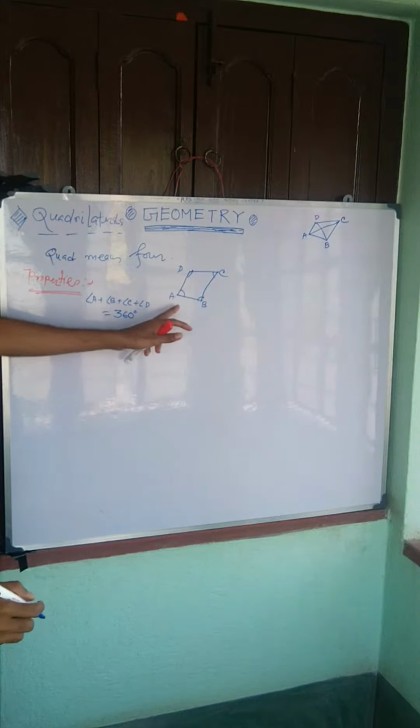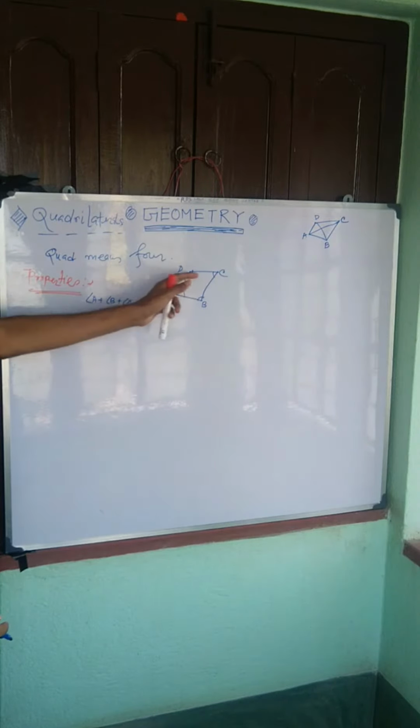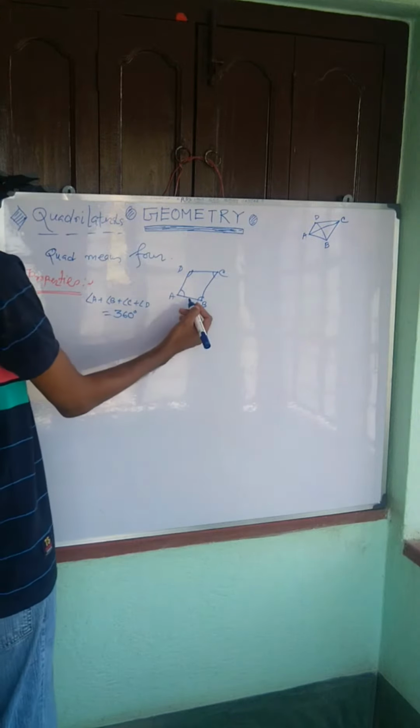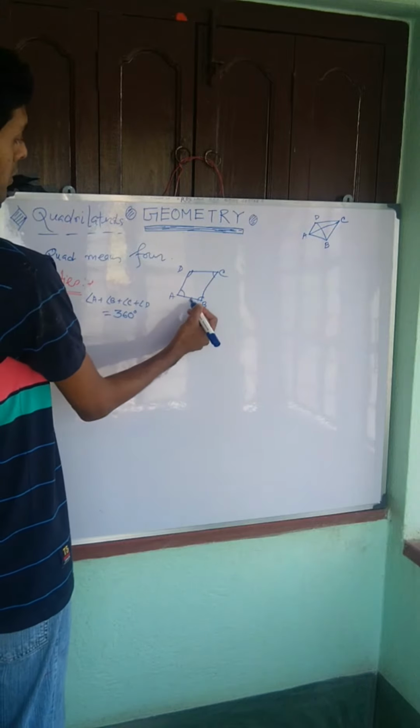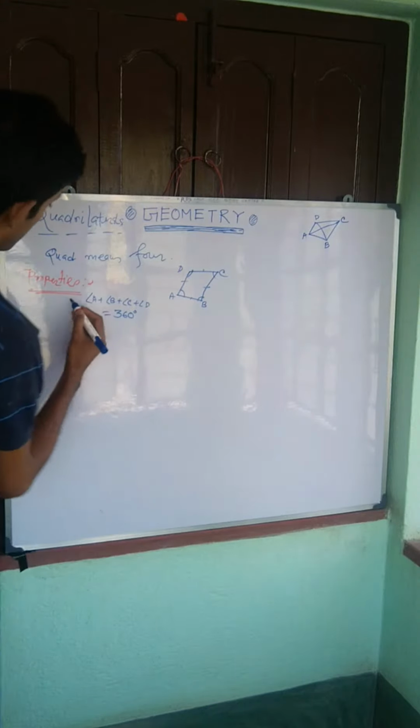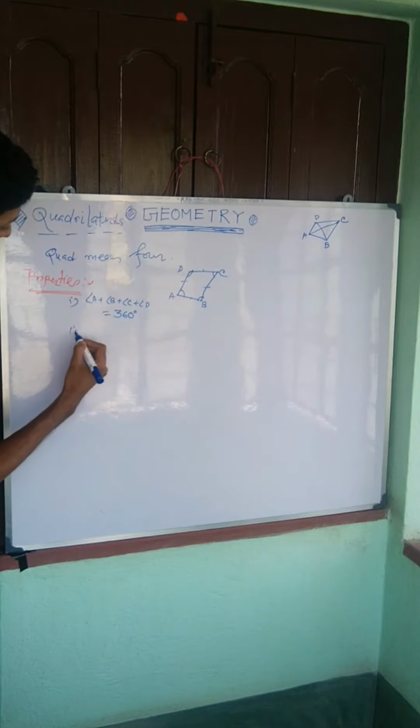The angle A, angle B, angle C, angle D: the sum of all the angles in this quadrilateral is equal to 360 degrees. And the four sides are AB, BC, CD, and DA. Now, this is the first property. Next property.